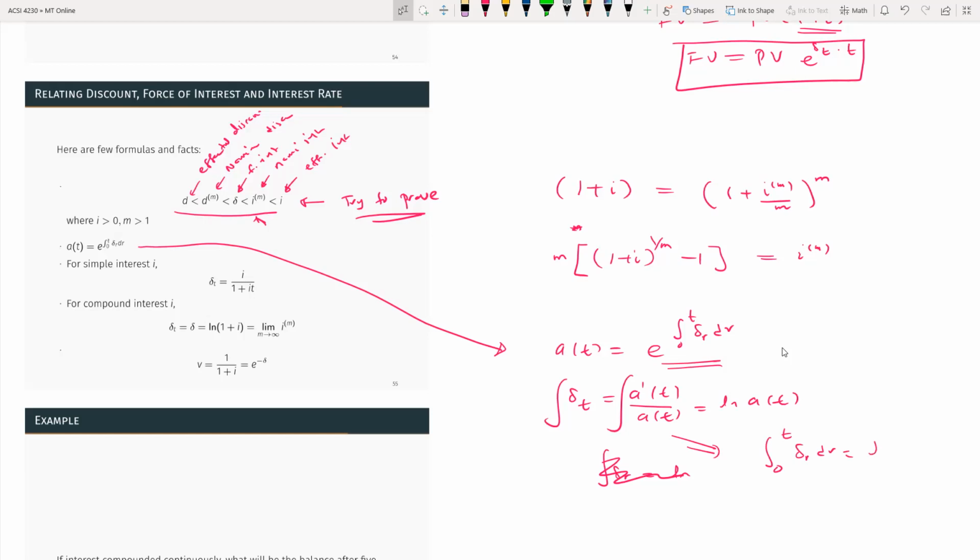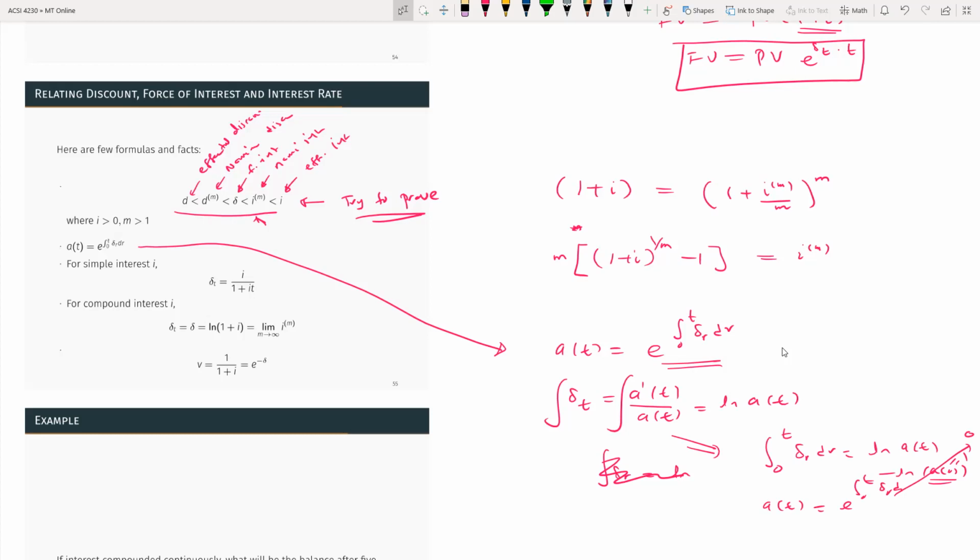So this side is going to be log A(t) minus log A(0), which is 1. So this entire thing becomes 0. So then you end up with A(t) equal e to the power of the integral from 0 to t of delta(r) dr. So you can really prove that.